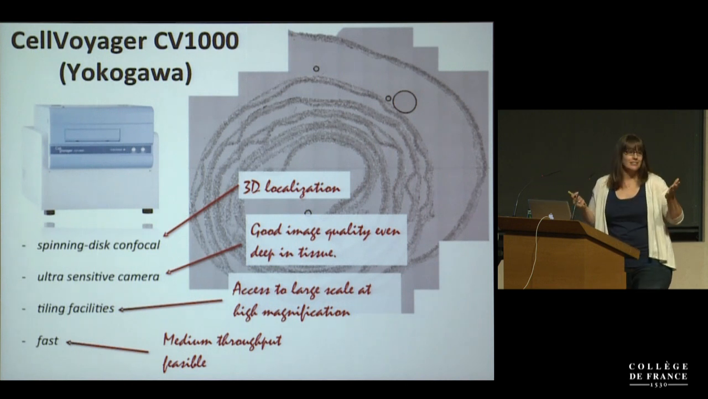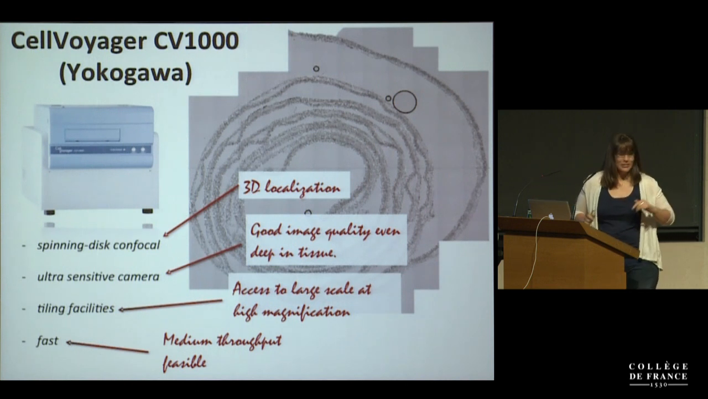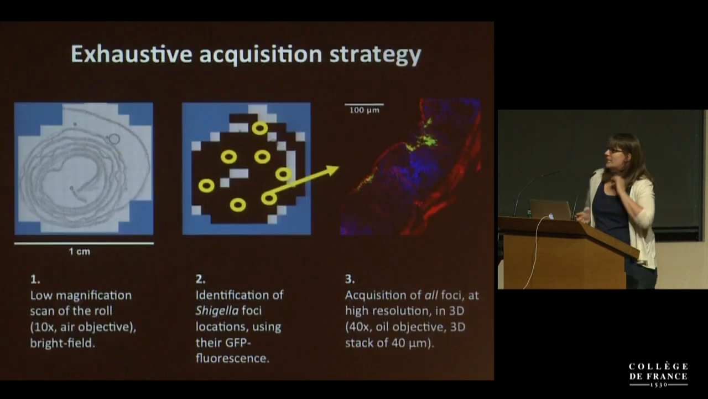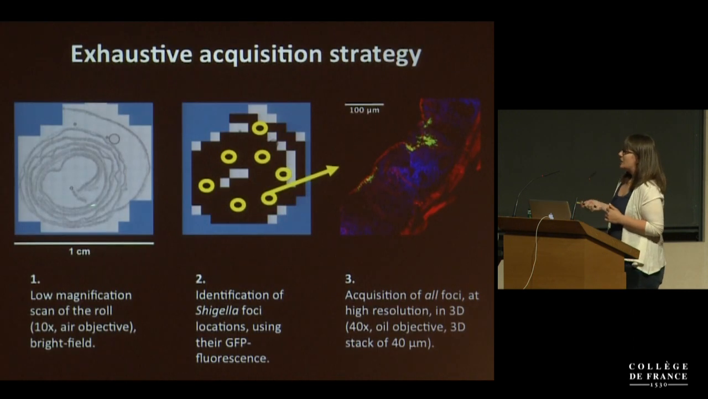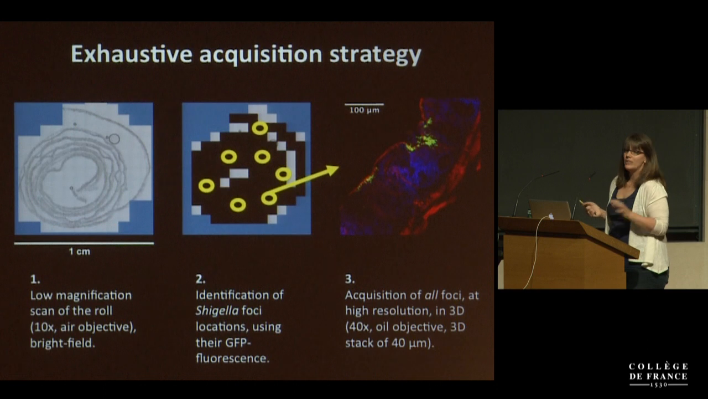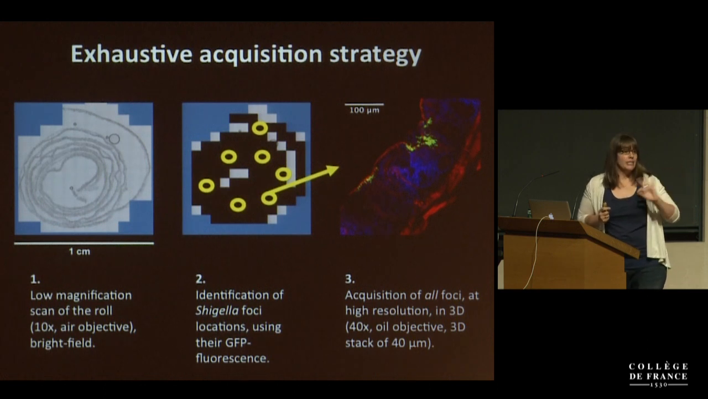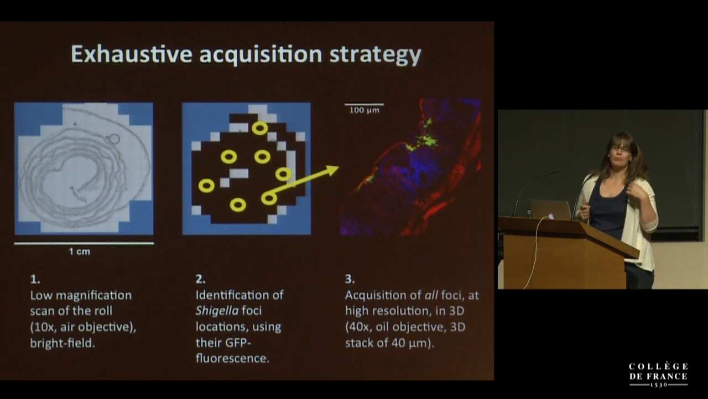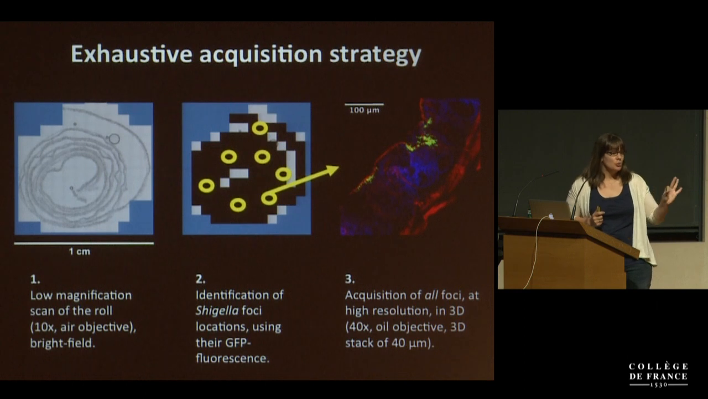And then finally, it was fast, which was great, because it cut down on acquisition time. So essentially, we built up this acquisition strategy where we would scan the entire Swiss roll of each animal we harvested at varying time points. In the end, I didn't mention it before, we harvested tissues at 2, 4, 6, and 8 hours post-infection in a total of 31 guinea pigs.